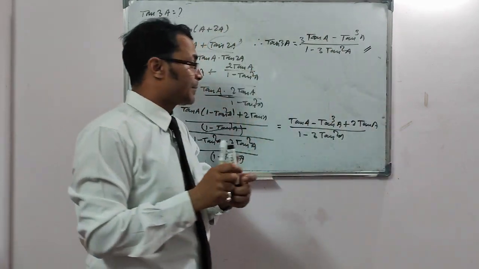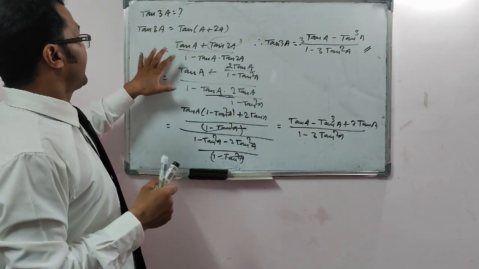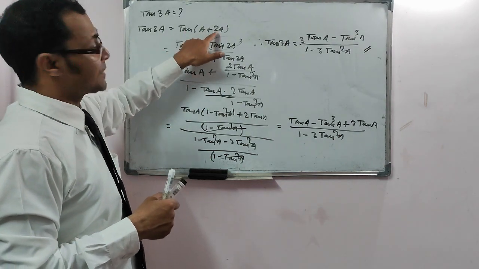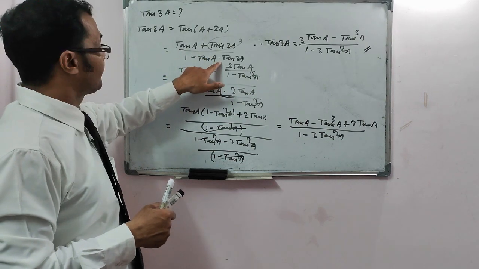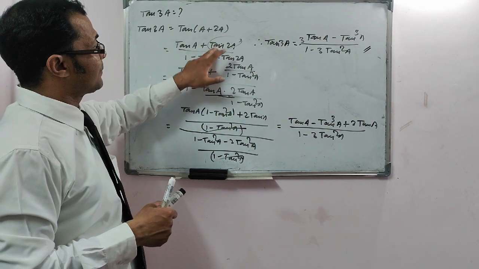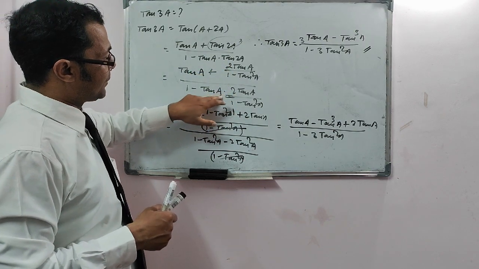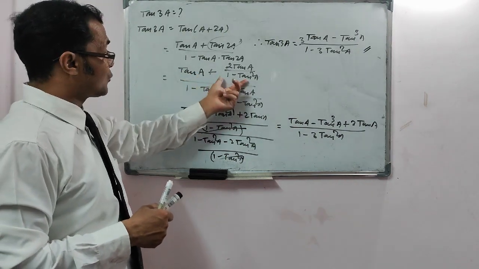Okay, so let me explain once again for your easy understanding. Like tan 3A, tan (A plus 2A). Now this is like A and this is like B. So tan (A plus B), tan A plus tan B upon 1 minus tan A tan B. And what I did next is I just put the value of tan 2A over here, both in numerator and denominator. Then tan A. And next step is taking the LCM.